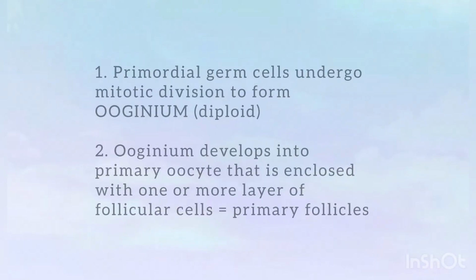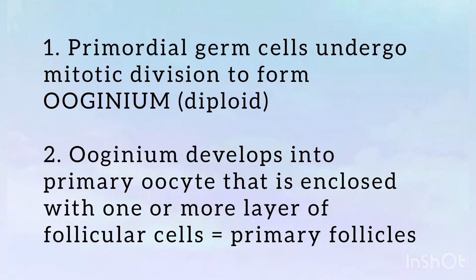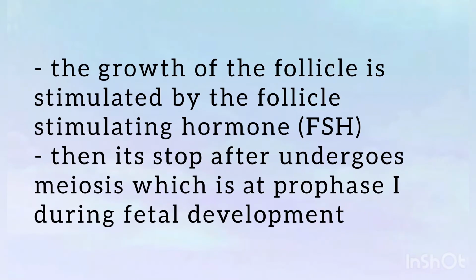Based on the flowchart, primordial germ cells undergo mitotic division to form oogonium, which is diploid. Oogonium develops into a primary oocyte that is enclosed with one or more layers of follicular cells to produce primary follicles. The growth of the follicle is stimulated by the follicle-stimulating hormone, FSH. Then it stops after undergoing meiosis, at prophase I during fetal development.